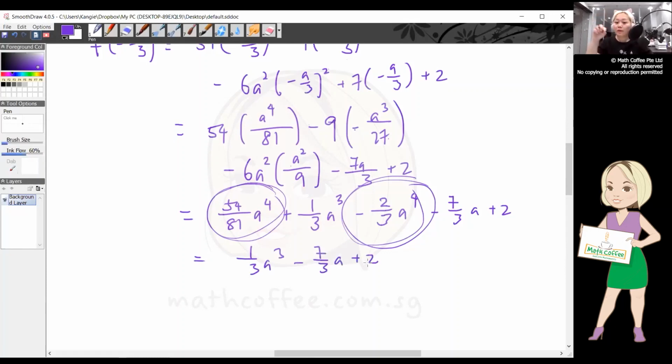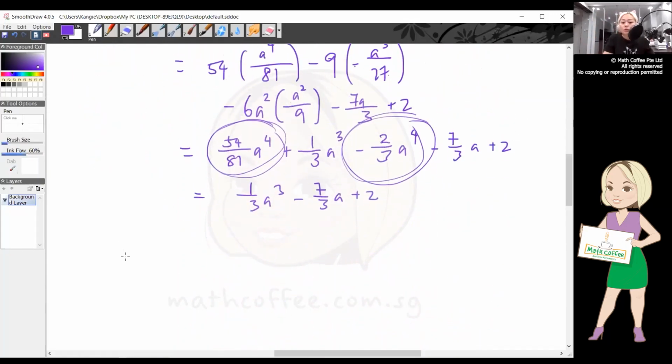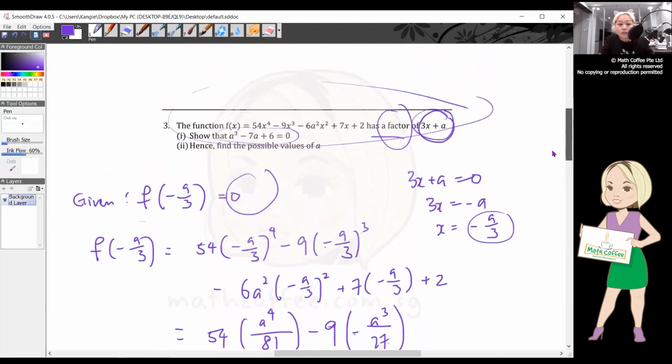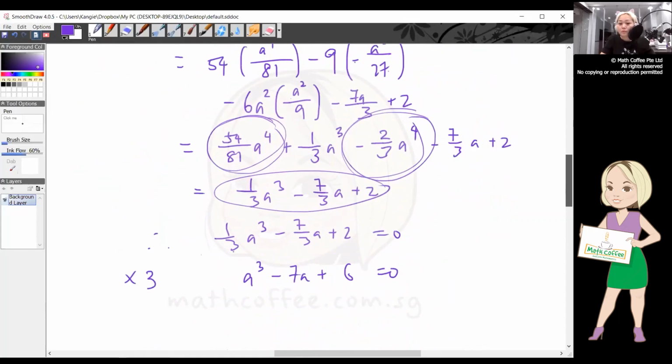So this is supposed to be my remainder. And they tell me that it is a factor, which means my remainder is 0. So therefore, 1/3 a cubed minus 7 over 3 a plus 2 is equal to 0, because this is the remainder and there's no remainder. And when it's an equation, you can multiply any number throughout to make it flat. I see common denominator 3 here, so I'm going to times 3 throughout. So I get a cubed minus 7a plus 6 equals 0. Now let's pray hard that is the one they asked me to prove. So it's a cubed minus 7a plus 6 equals to 0, yes, you see, I got it, we proved it. So you simply just say shown.